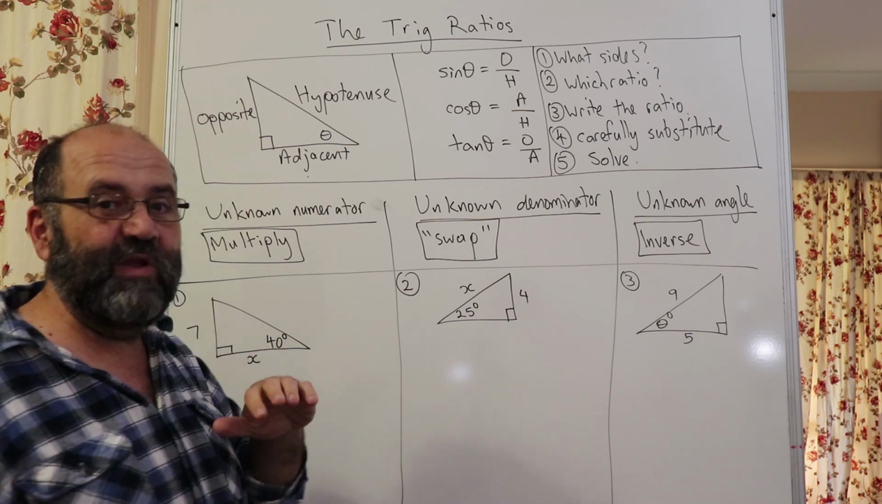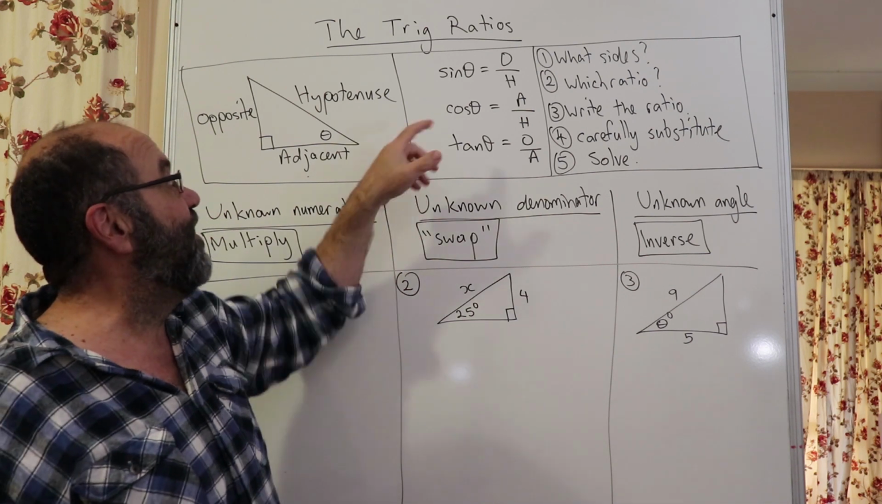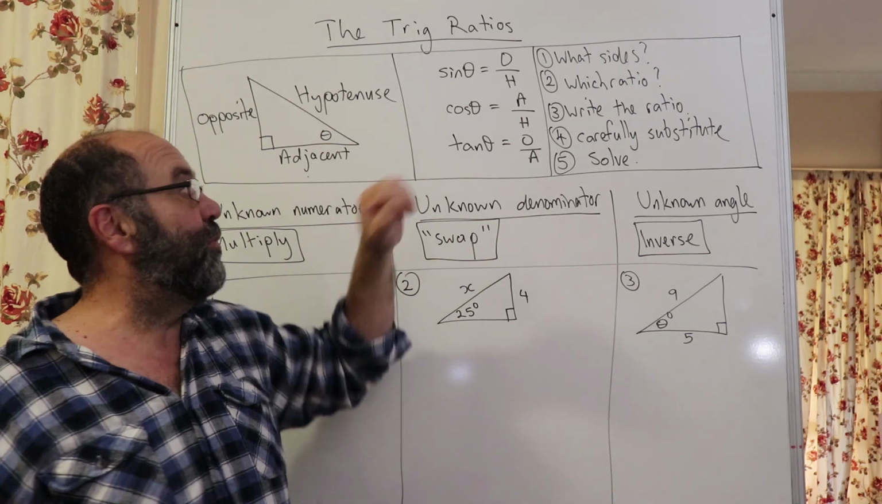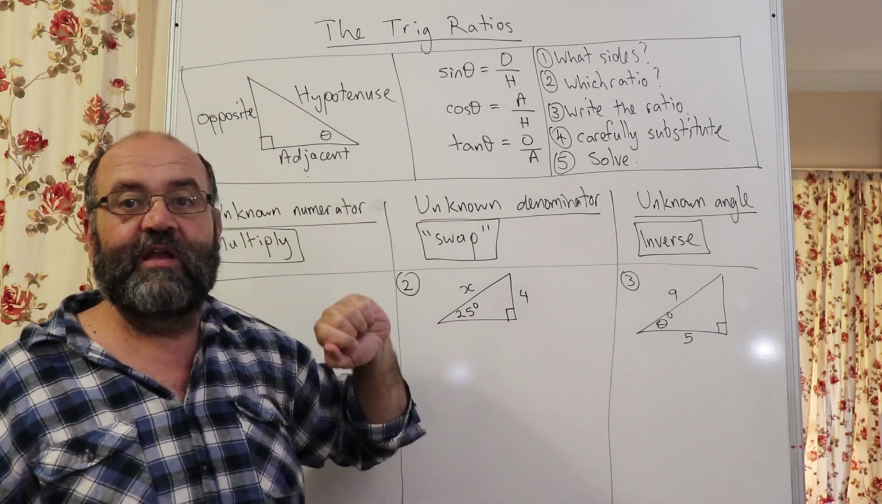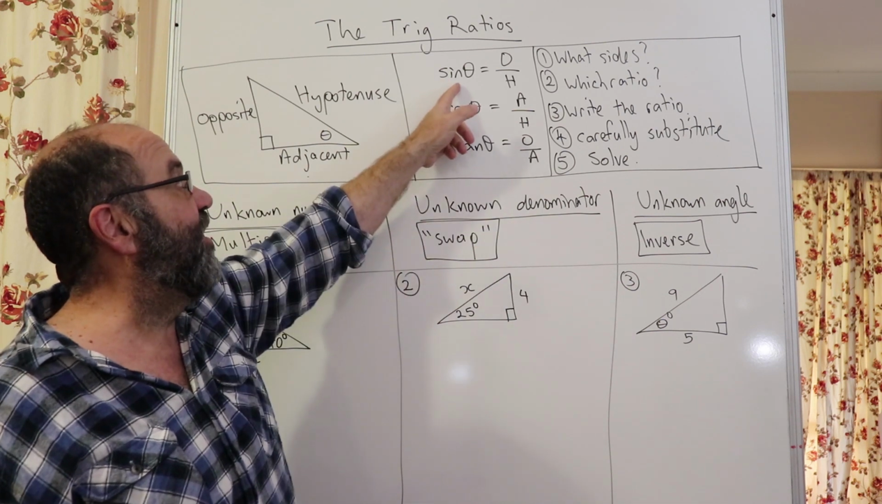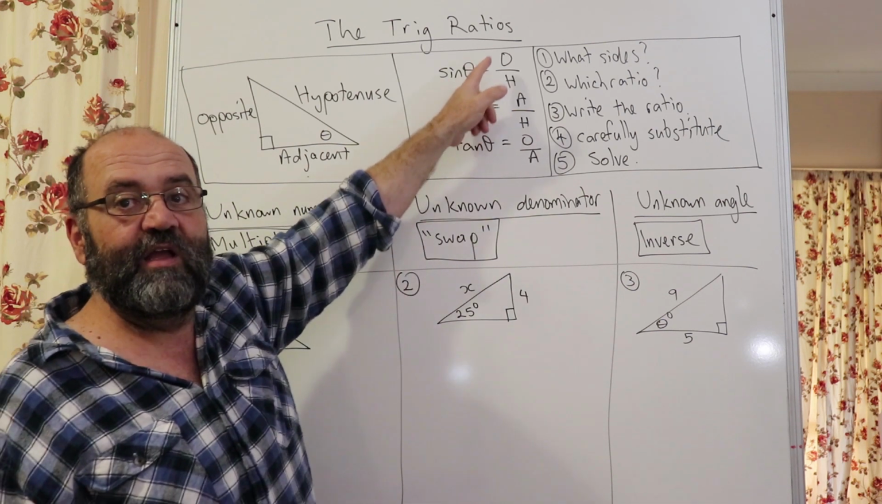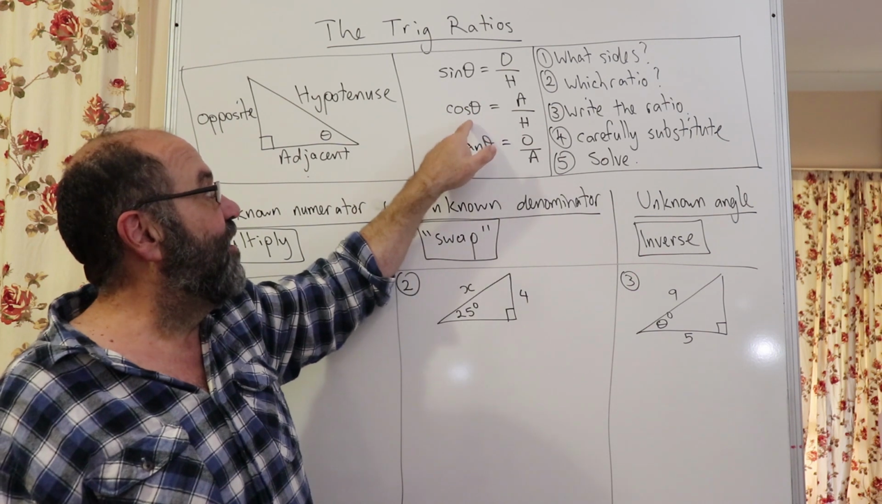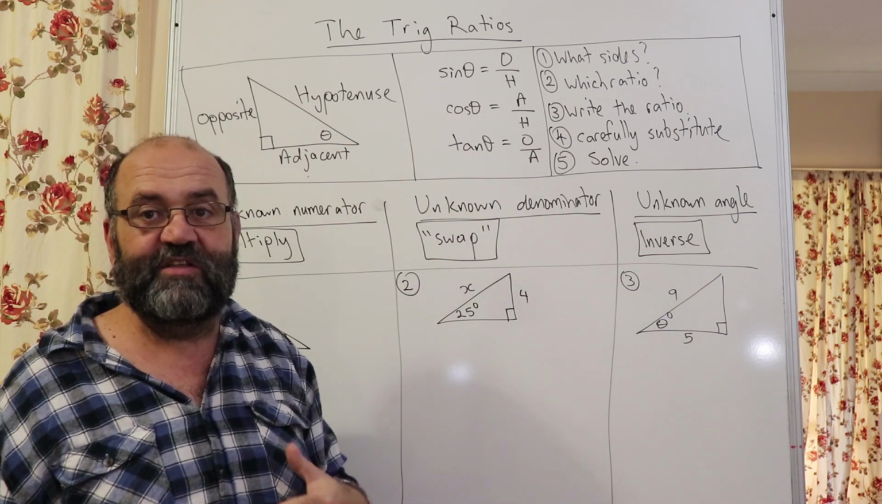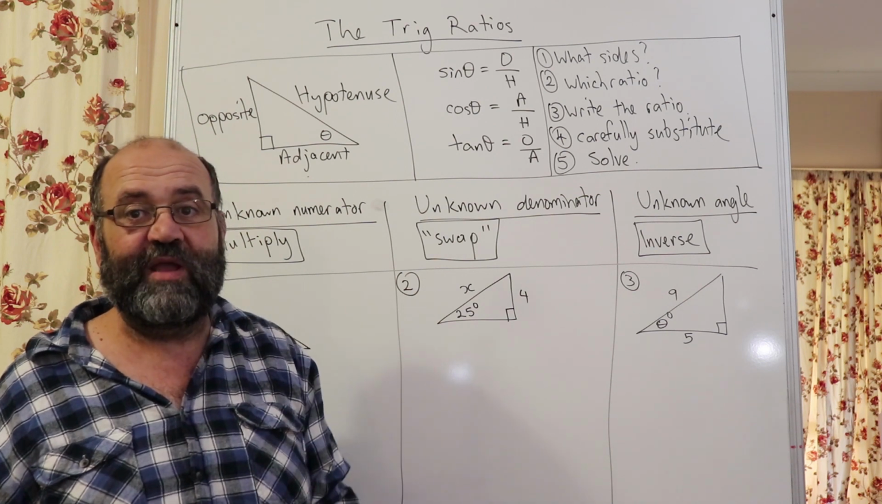Now, I said we're going to get into it later on, but based on different ratios we can put together, we've got these three trig ratios, or trigonometric ratios. The sine ratio, sine of theta, is the opposite over hypotenuse. Cos of theta is the adjacent over hypotenuse. Tan of theta is the opposite over the adjacent. Again, ideas we saw back in year 9.